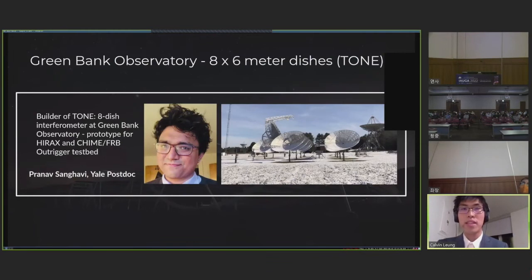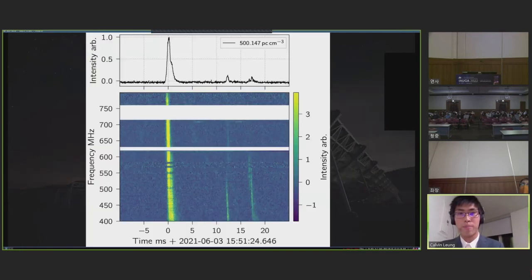Our other friend is TONE. TONE doesn't stand for anything. It is an array consisting of 8 6-meter dishes. It's an interferometer at Green Bank. Pranav built TONE with his bare hands. You can see in this picture. He didn't build the ones in the back with his bare hands. But TONE is a prototype for HIRAX using HIRAX feeds and HIRAX dishes, and also can receive triggers. So in that sense, it's also a prototype for CHIME FRB outriggers, and we've now posted off at Yale.